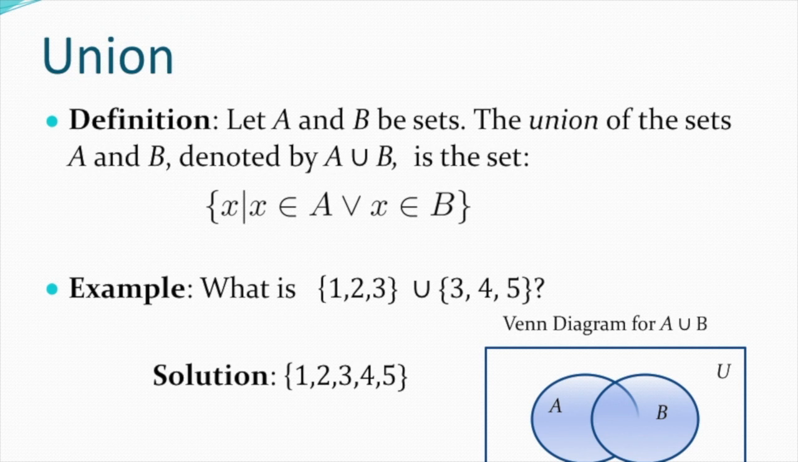Take, for example, the set A with the elements 1, 2, 3. Make a union of this set with another set with the elements 3, 4, and 5. The result of this merge, the result of this union, will be 1, 2, 3, 4, and 5. Now, you might be asking, 3 appears in both sets. Do I need to duplicate it? No, you don't. Because 3 is an element of B and an element of A, it will appear once in the union between A and B.